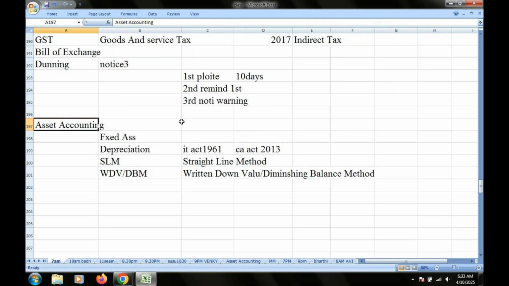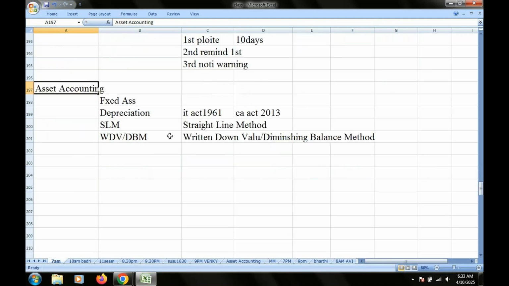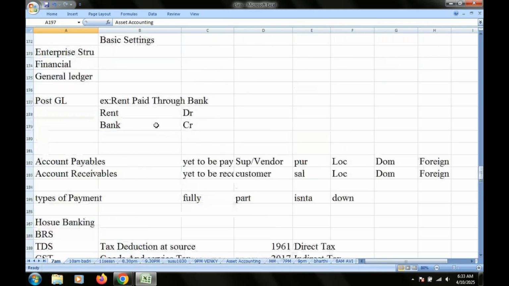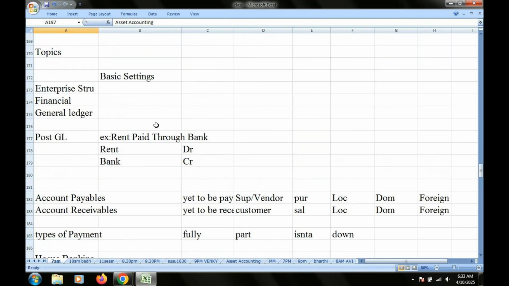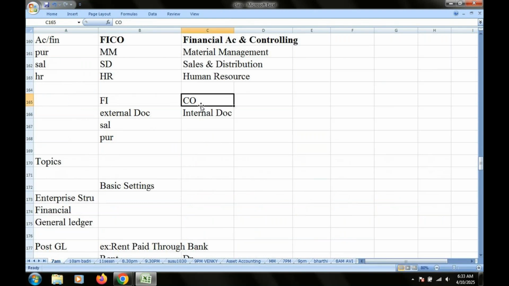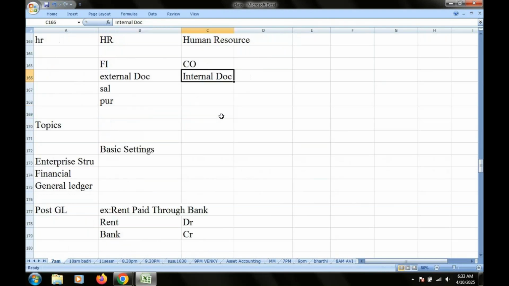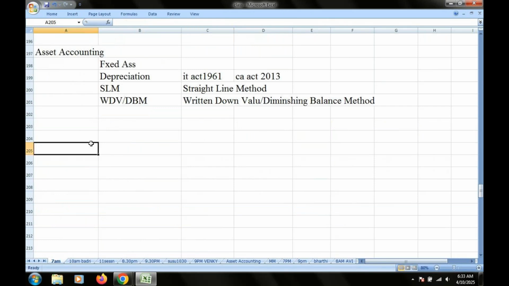Once asset accounting has finished, our financial accounting part is successfully complete, and then we can focus on controlling. What I have explained until now are all external documents. When we come to the internal documents, that is controlling, it happens within the company level. We do not share it with anyone outside, we only discuss within the company.